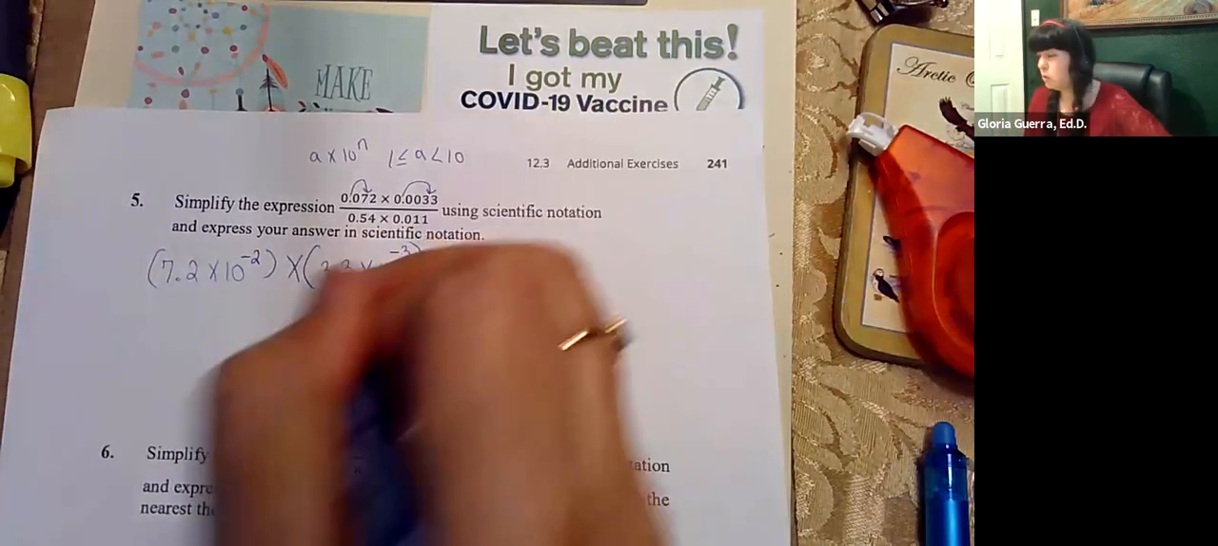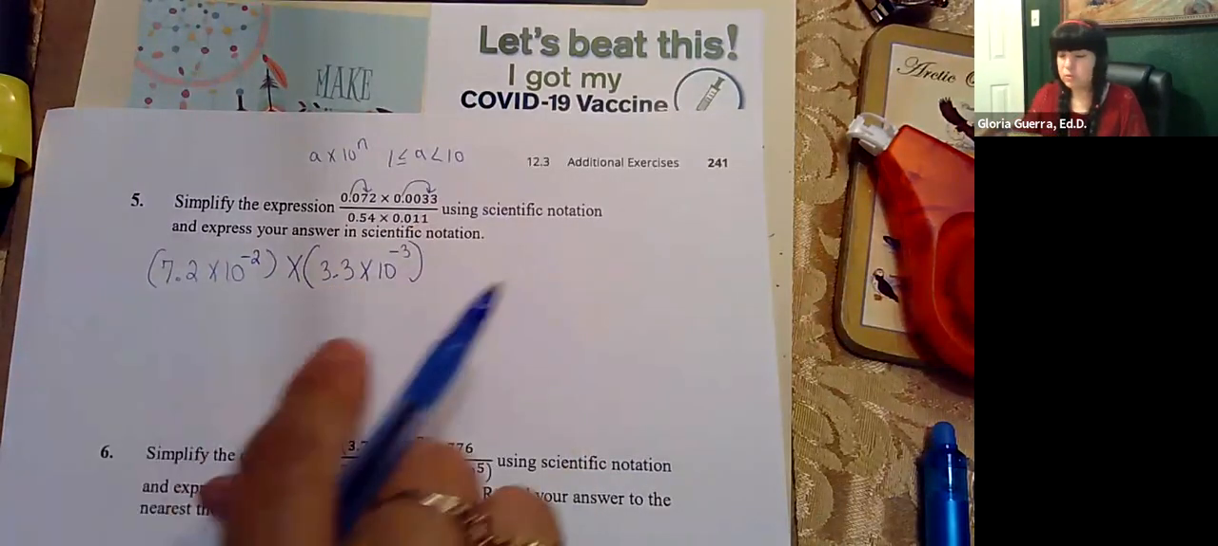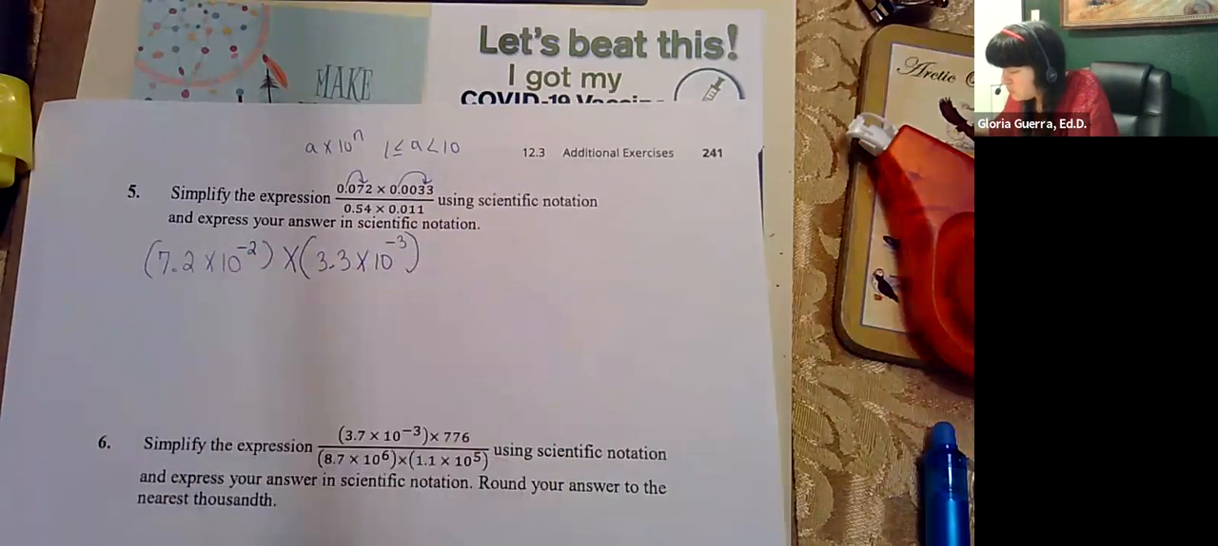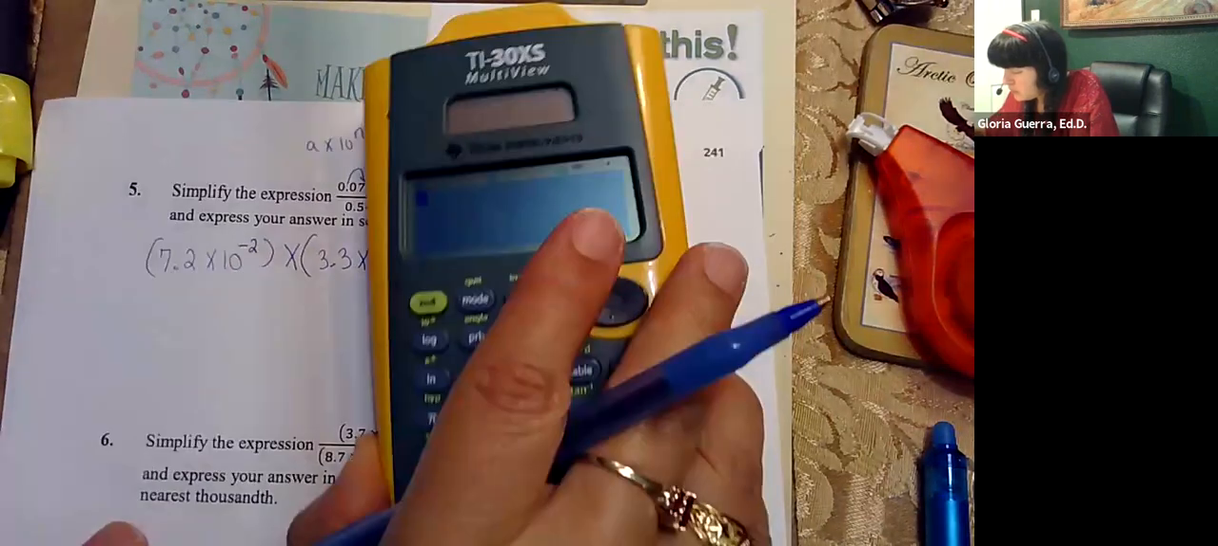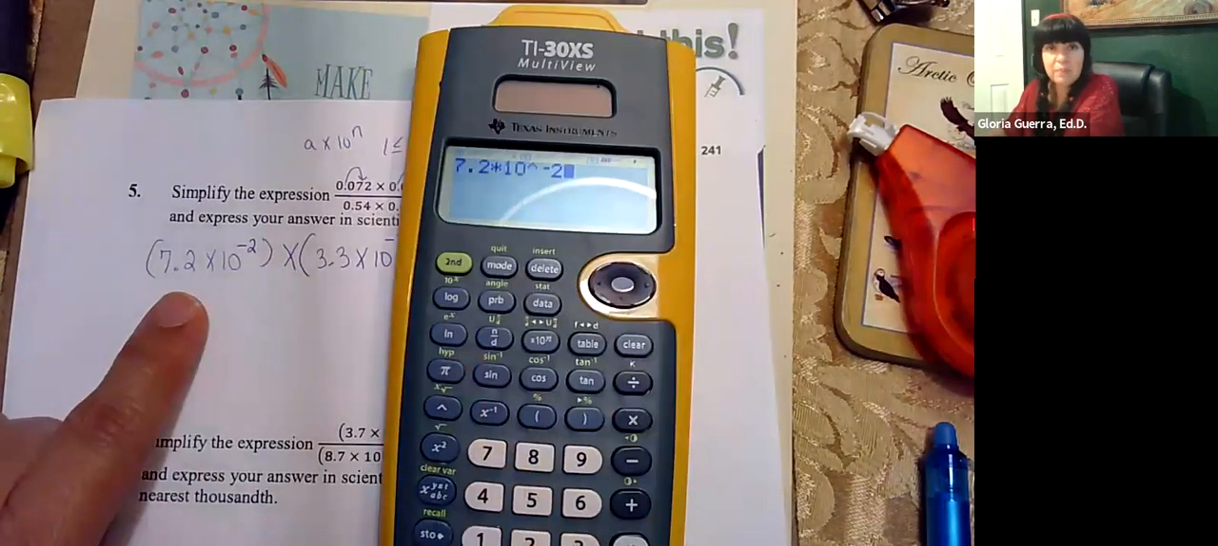And then you can always check on your calculator if you're not sure if it's a -2 or a -3, you can always just double check. If you do 7.2 times 10 raised to the -2, you see how you get that back. Okay, so that works. You can always check that.